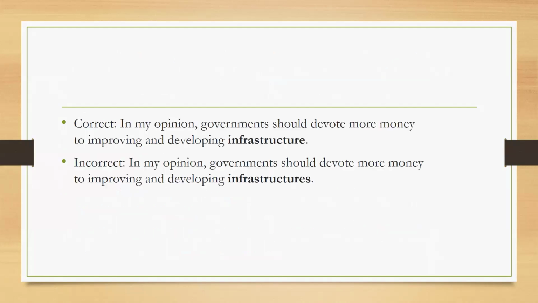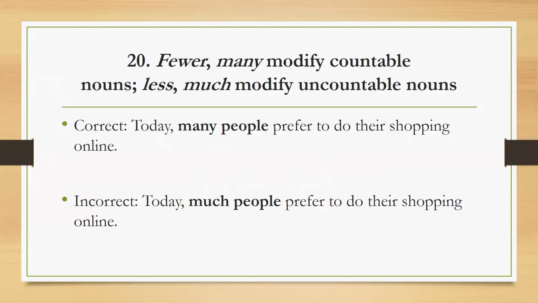In my opinion, government should devote more money to improving and developing infrastructure. It would be wrong to say, in my opinion, government should devote more money to improving and developing infrastructures. Infrastructures is wrong. Fewer, many modify countable nouns, nouns you can count. But less, much modify uncountable nouns.